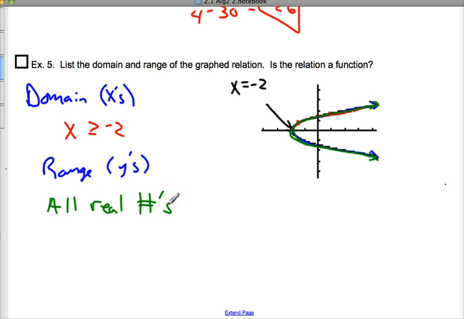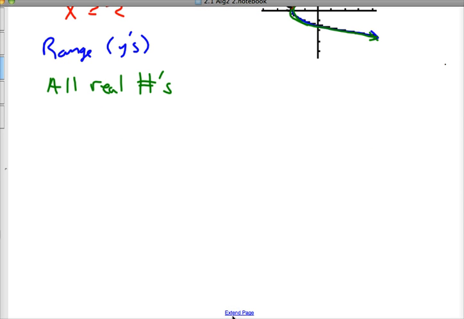A quicker, neater way to write all real numbers is this symbol. It means the same thing. I'm going to write an 11 and then turn it into an R. So it looks like kind of a super R. I call it double bar R. That means all real numbers.